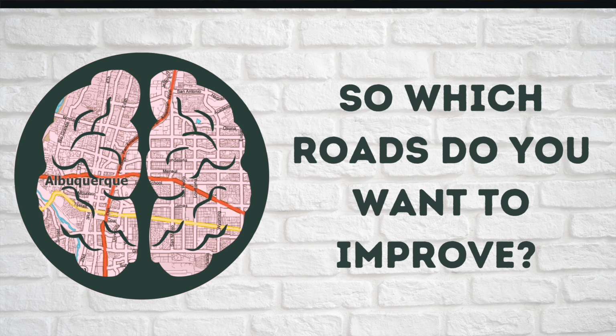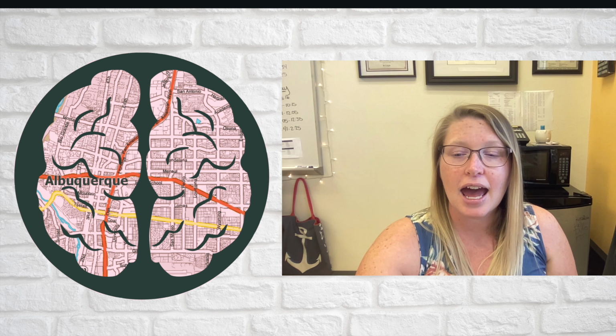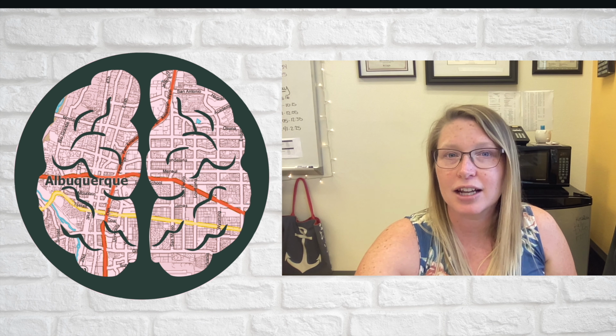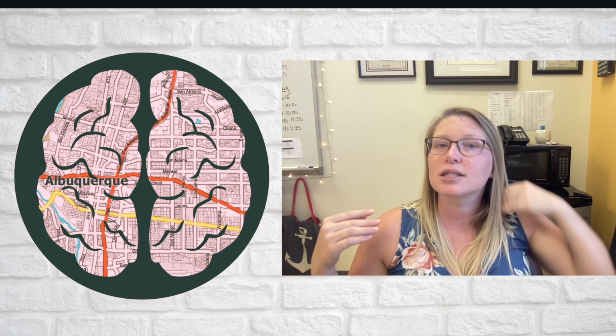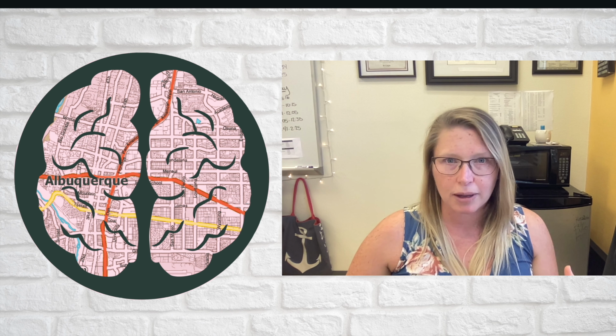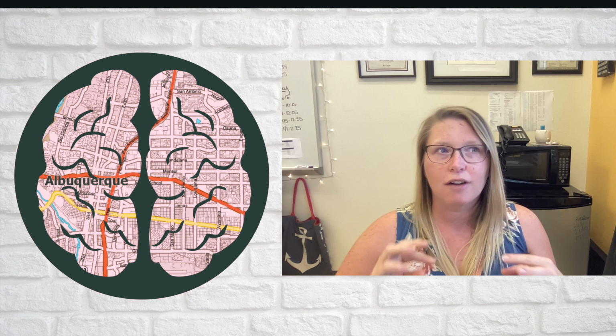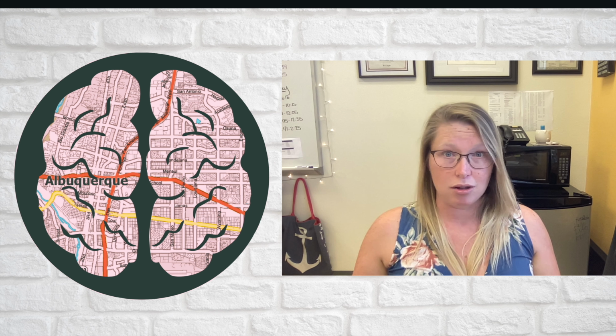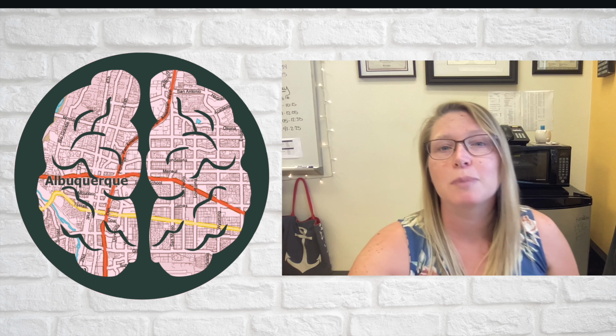So which roads do you want to improve? And how can you improve those roads? How can you take advantage of your new knowledge of neuroplasticity and how the brain works and how the brain makes connections and controls our behaviors in order to effectively exhibit the behaviors that you want to engage in all the time, and to drop some of those behaviors that you wish you could change about yourself?